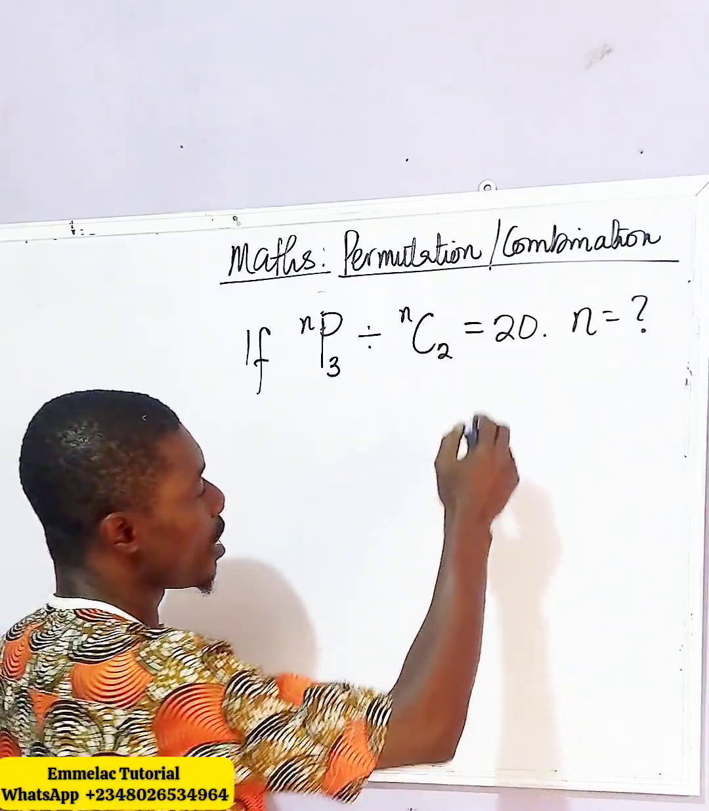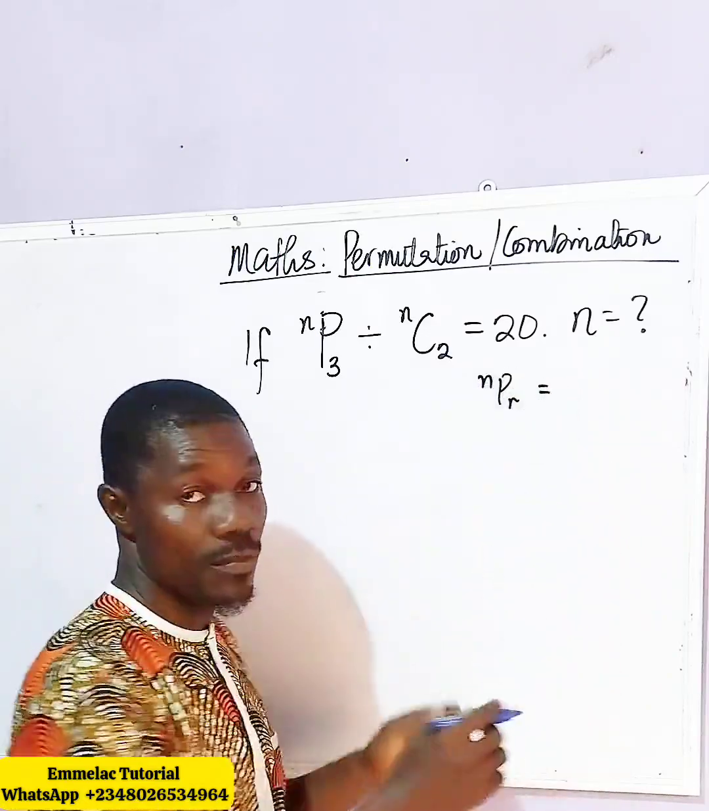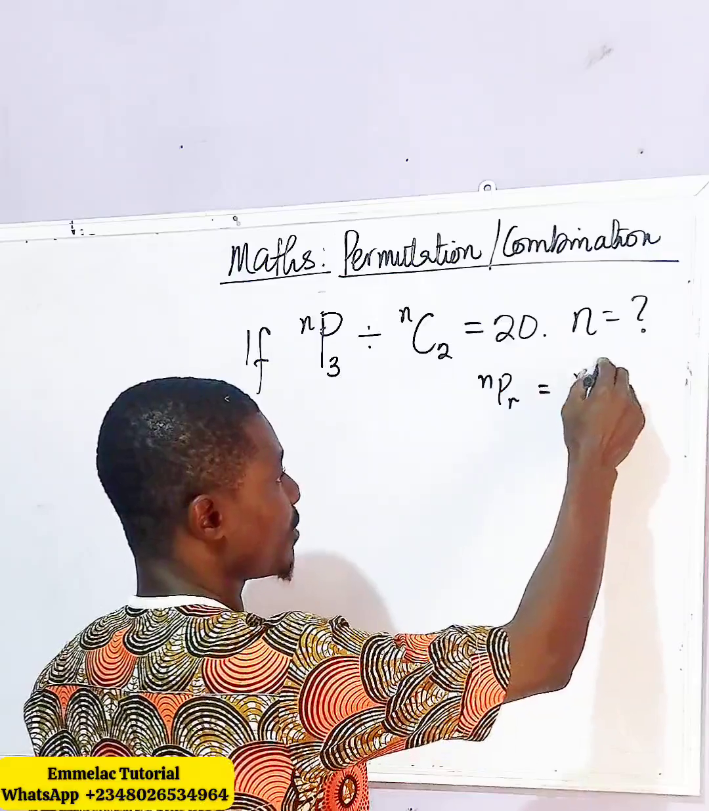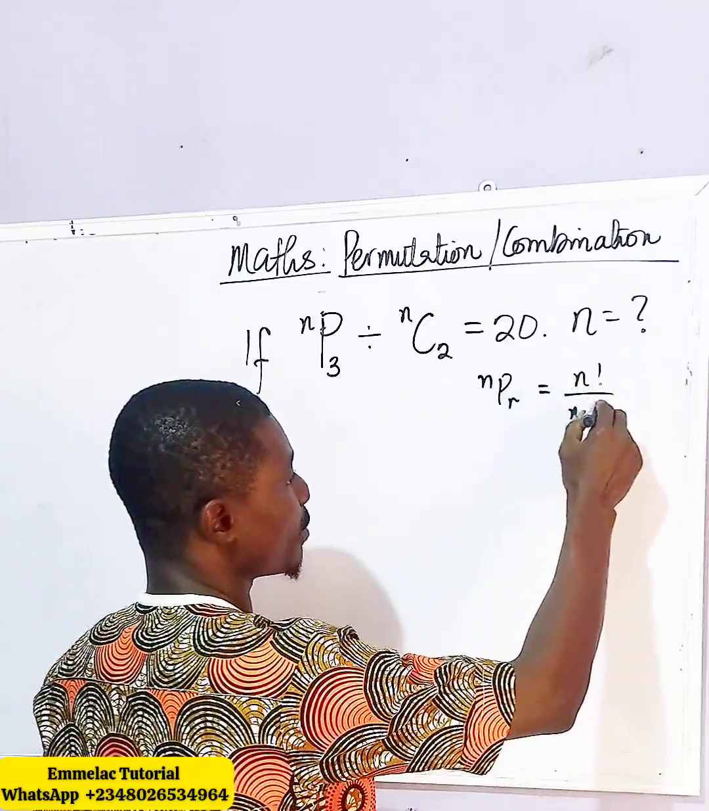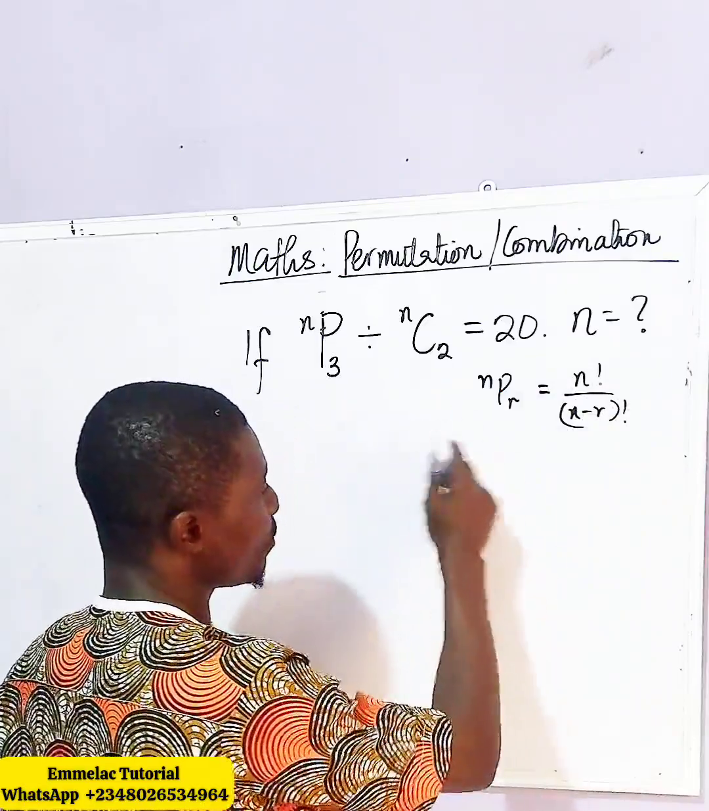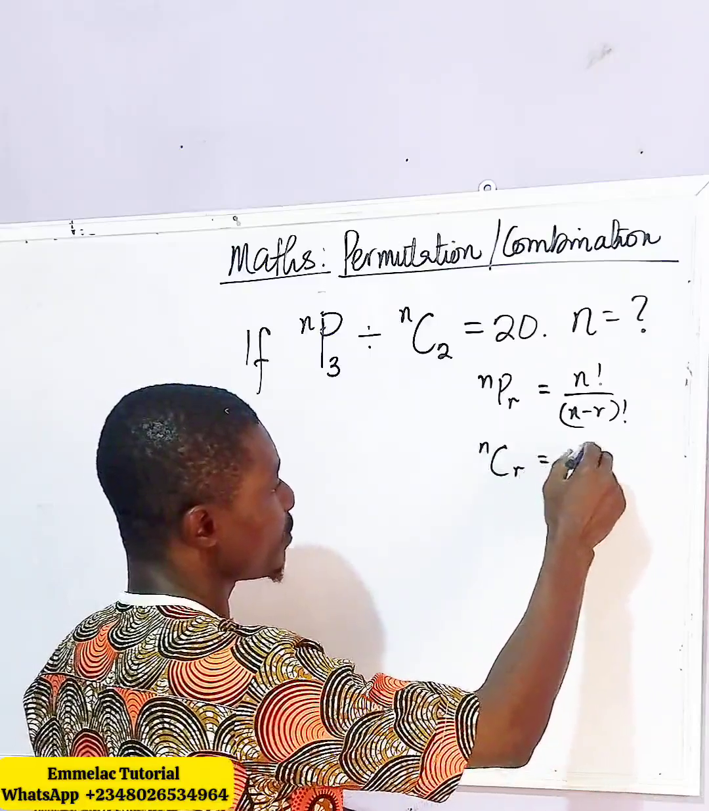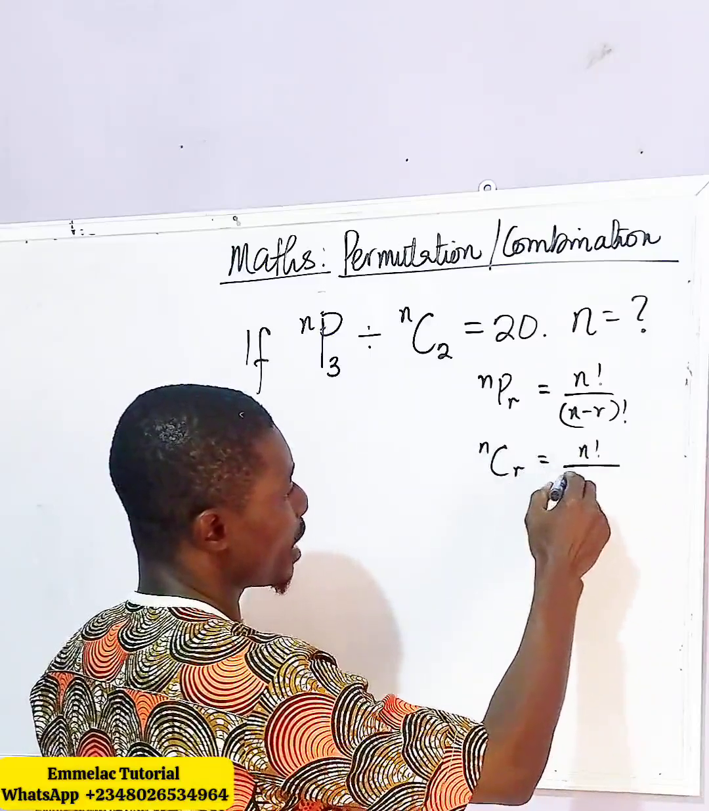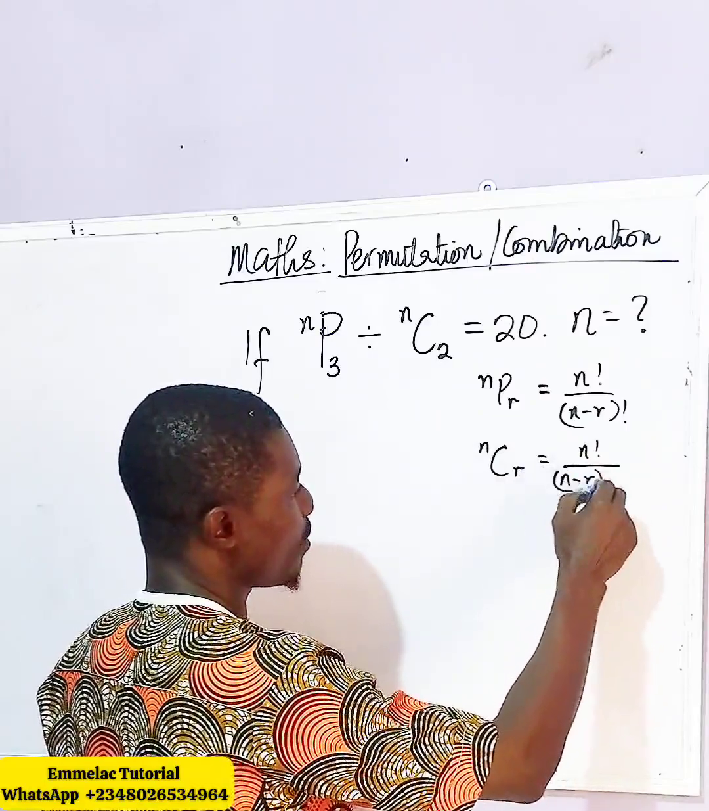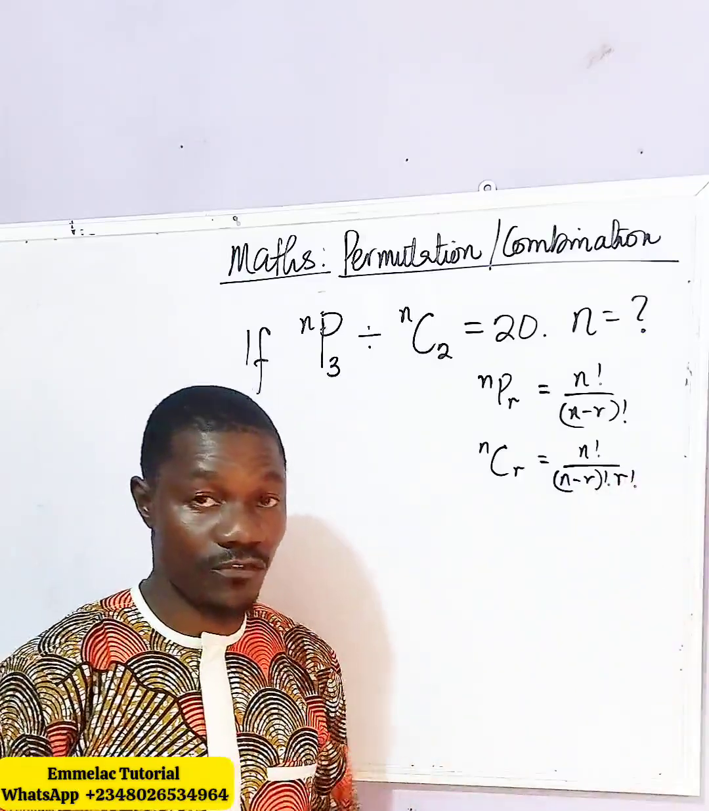Now, if you have nPr, the formula is n factorial all over (n minus r) factorial, okay? And for combination, nCr is n factorial all over (n minus r) factorial times r factorial. Now these are the individual formulas.